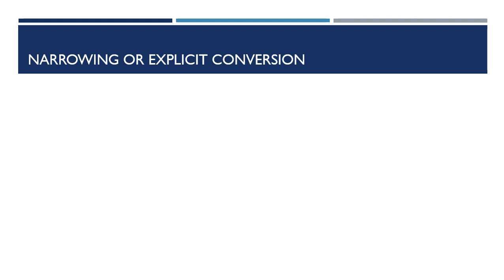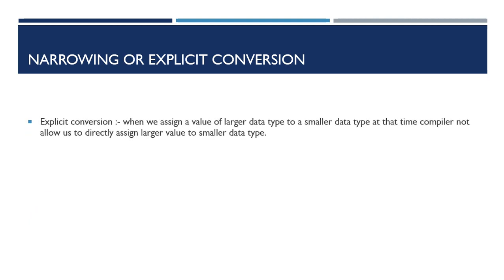Okay, friend, so the next type of conversion is explicit conversion. It is also called narrowing. Whenever we have to assign a larger data type value to a smaller data type, the compiler does not allow us, because we are going to assign a larger value, and there are chances of loss of data. But you can forcefully assign that value. In that case, our compiler is going to say, if you want to force me, I will do it, but there may be a chance of loss of data, so you have to think about it.